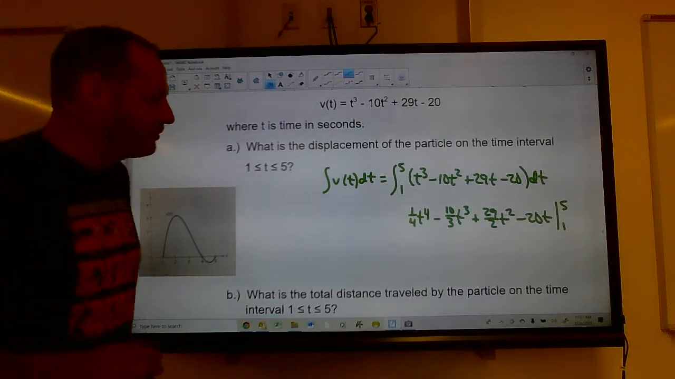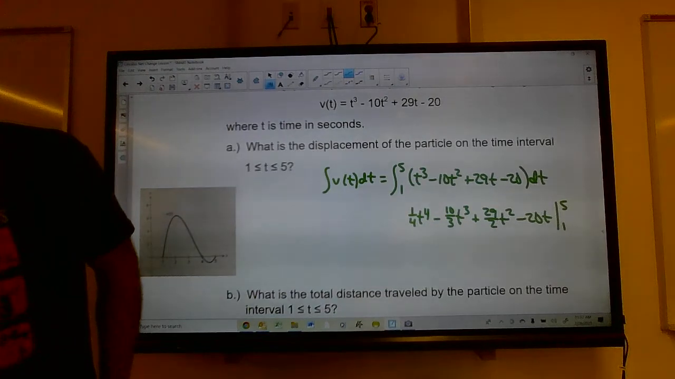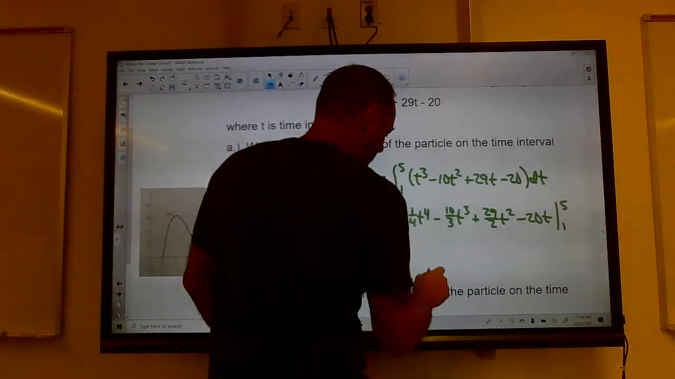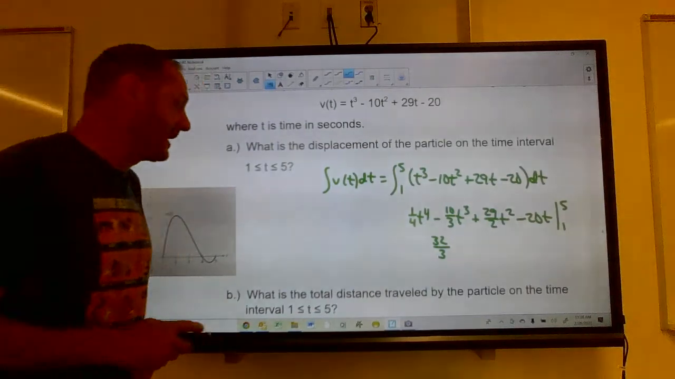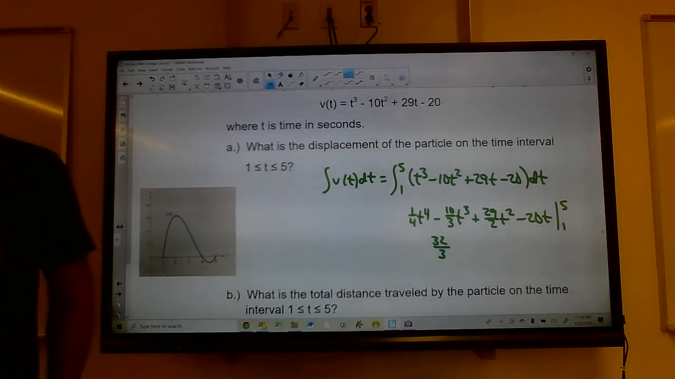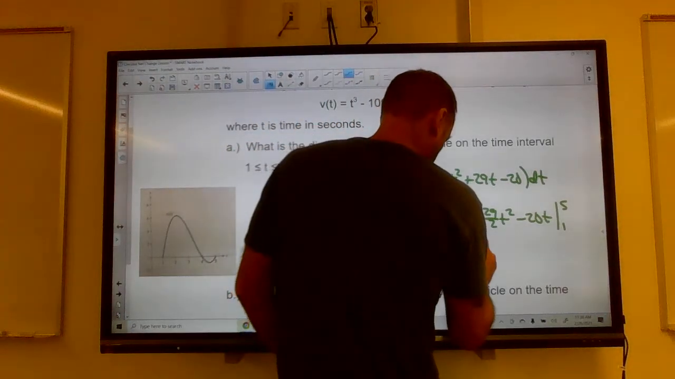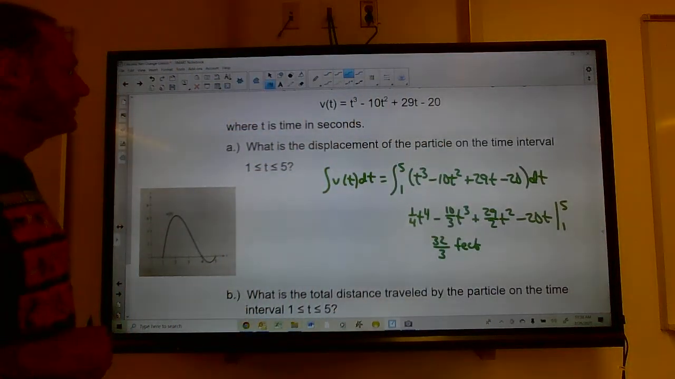So we plug 5 into there, and we plug 1 into there, and we subtract those, and that comes out to be 32/3. I'll let you figure that out yourself. So that's the displacement, and that's in feet, by the way. So not quite 11 feet, 10 2/3 feet.